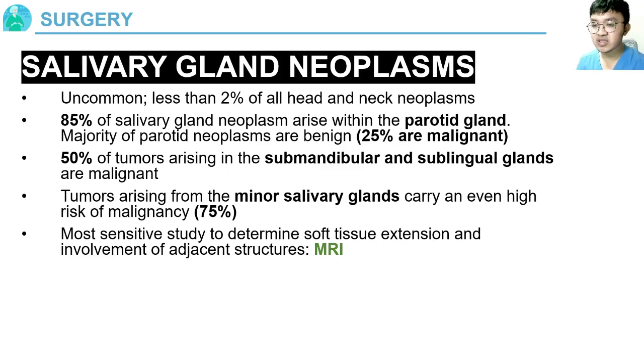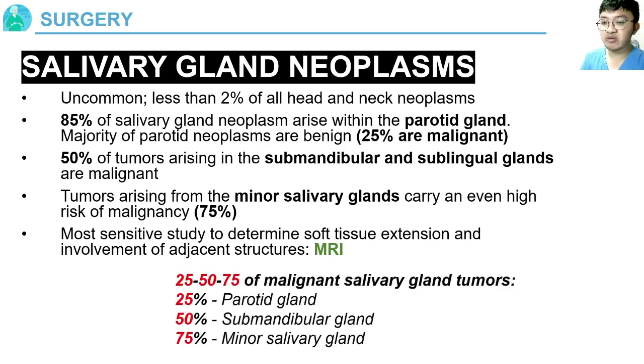The most sensitive study to determine soft tissue extension and involvement of adjacent structures, because of its ability to delineate soft tissues better, is your MRI rather than a CT scan. So you have the demonic 25, 50, 75. 25% of parotid gland neoplasms are actually malignant, 50% of submandibular or sublingual glands are malignant, and 75% of minor salivary glands are malignant.